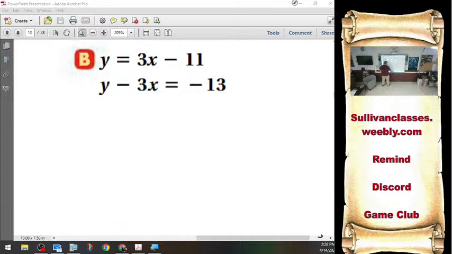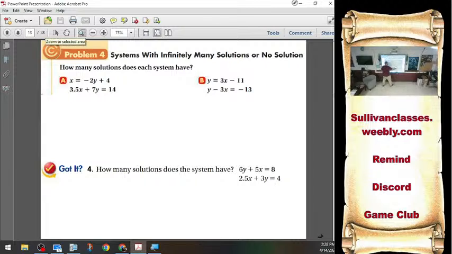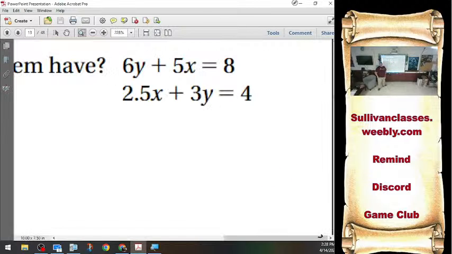So solve them the same way you've been solving them. Only difference is you might end up with something weird. Go. Oh, maybe you do got to do a little bit of work.